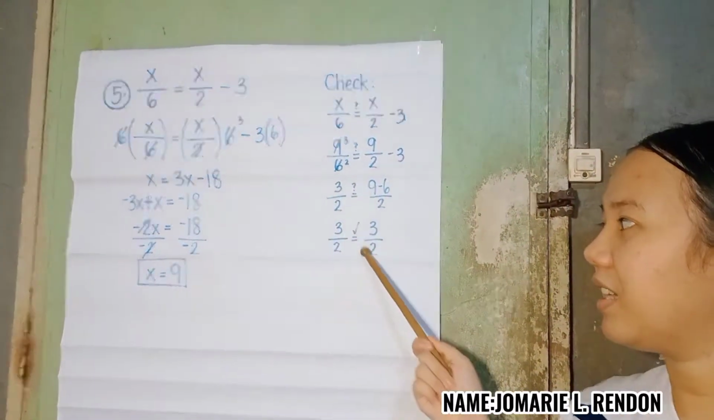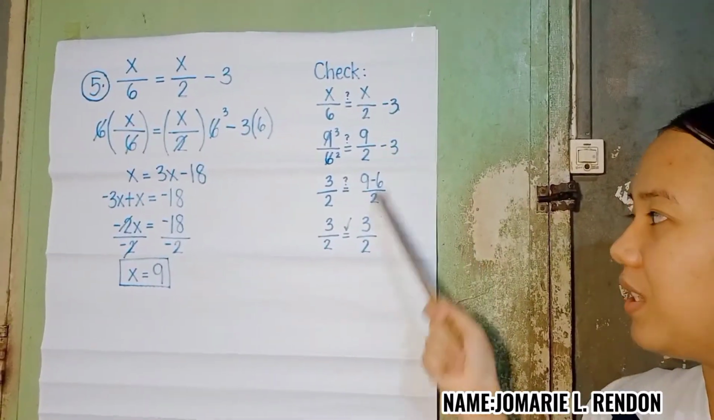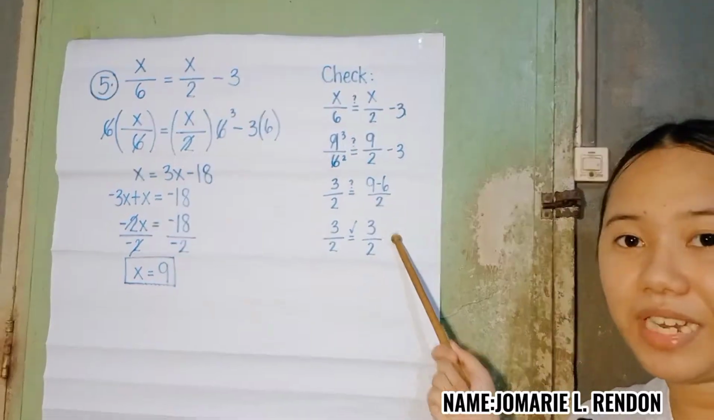And we can check it here. We can substitute. So 3 halves is equal to 3 halves.